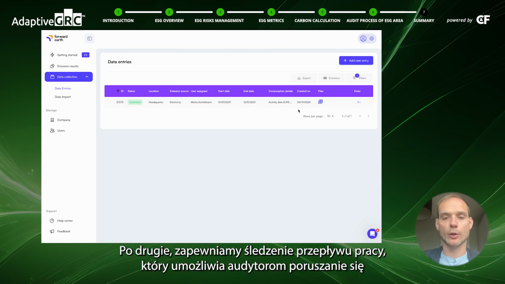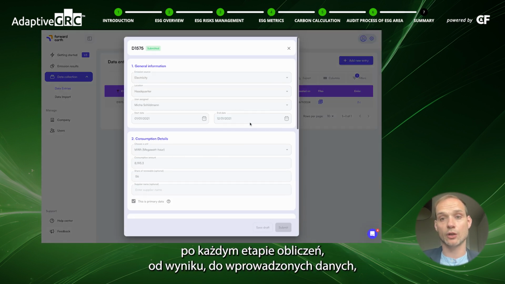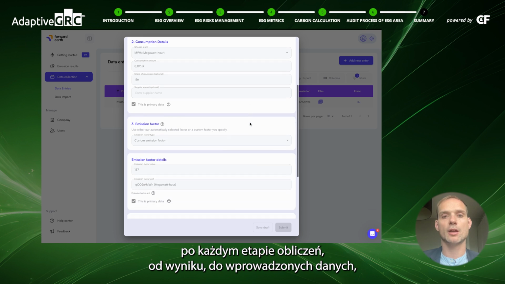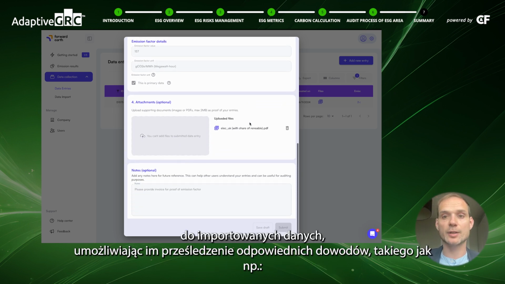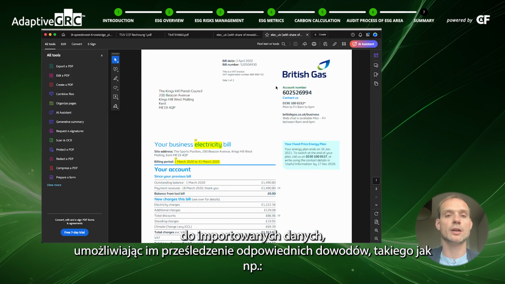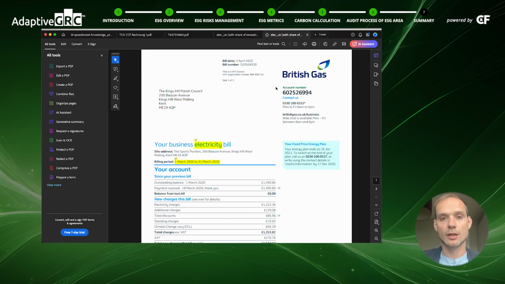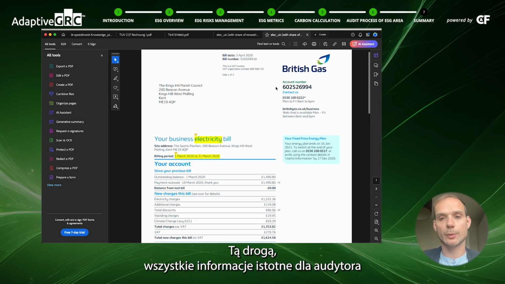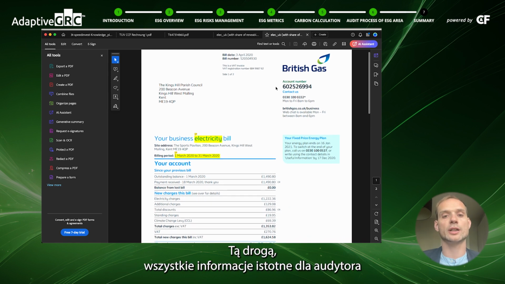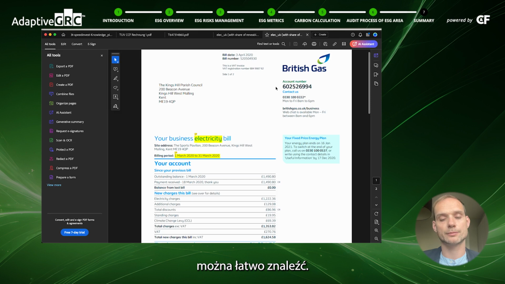Second, we provide a workflow that allows auditors to move along each step of the calculation from result to data entry to import the data, enabling them to trace relevant proof, e.g. invoices or notes left behind by other employees. This way, all information relevant for the auditor can be easily found.